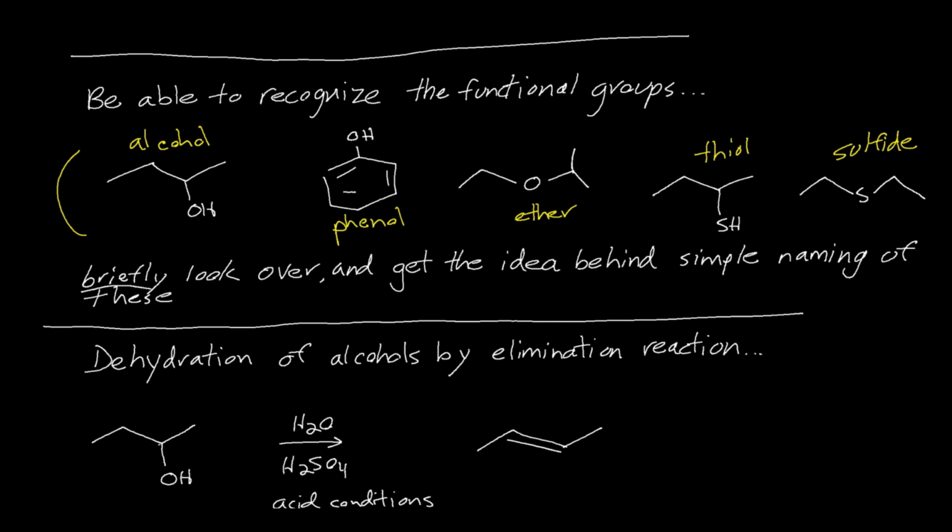You can go through the beginning parts of this chapter. I haven't assigned very many practice problems because it's really not necessary to know how to name everything under the sun. But you can get the idea of the simple naming of some of these. For example, the alcohol right here would be 1, 2, 3, 4. That's a butane. But since it's got an alcohol at 2, it's 2-butanol. So you get the idea already. That's the kind of naming of alcohols.